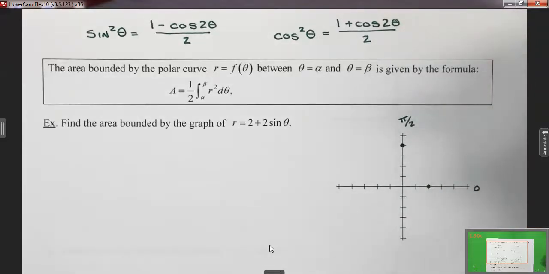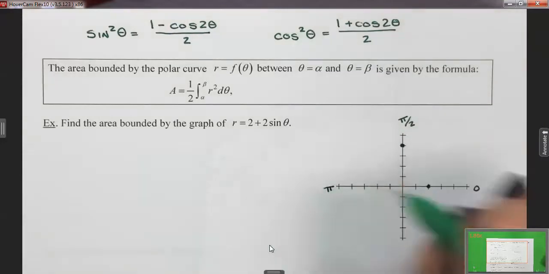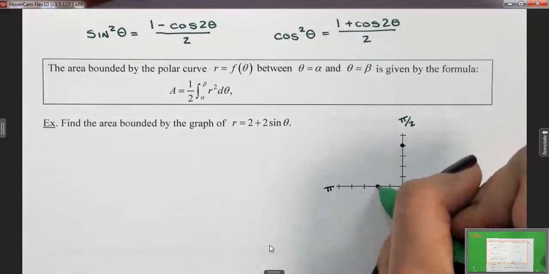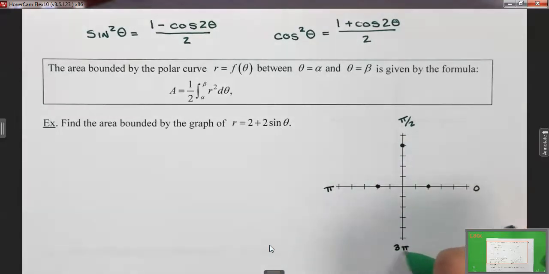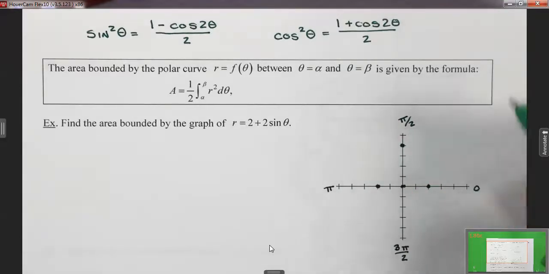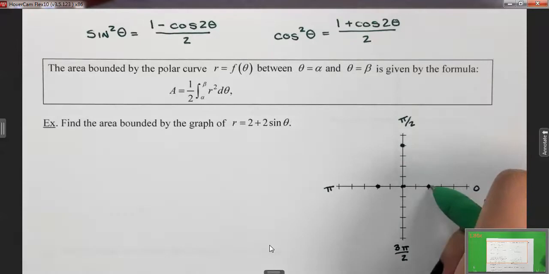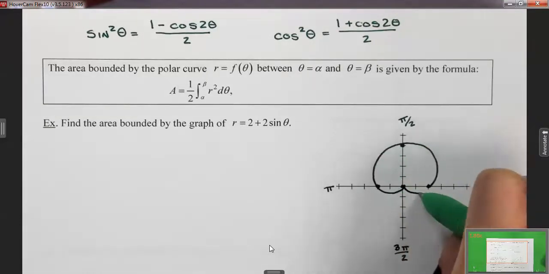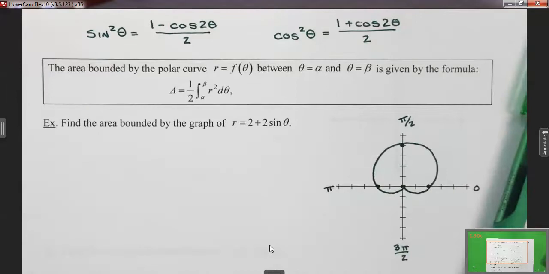Do you not remember? Pi is 0, 2 plus 0 is 2, and 3 pi over 2 is what? 0, yeah. So this is a cardioid. It's an ellipse. No, it's not an ellipse. It's a cardioid. Ooh. Okay. Not bad.